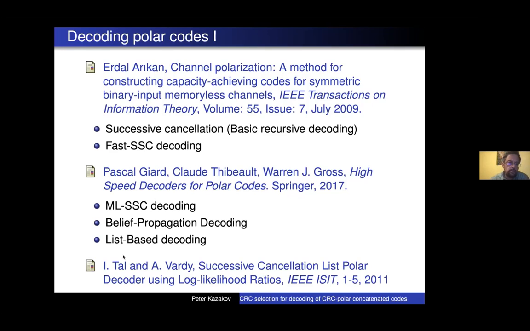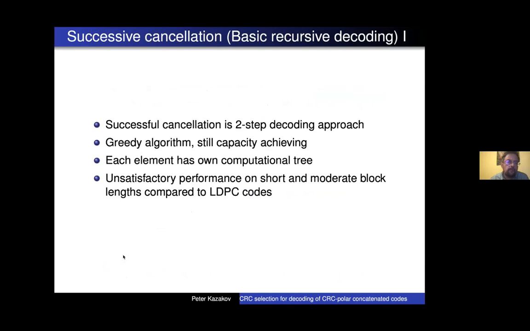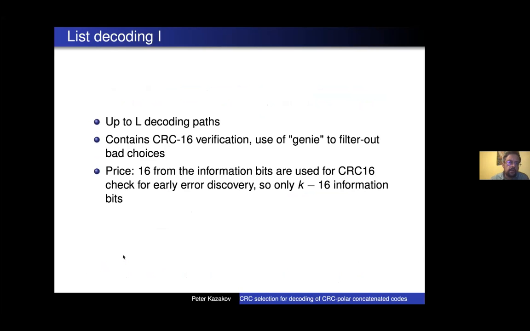It was introduced by Tal and Vardy in 2011, and then they have one other paper, 2013, I think. Successive cancellation, for instance, is a two-step decoding approach, a greedy algorithm. Each element has a computational tree, but it still has satisfactory performance for short and moderate block lengths. So for list decoding, the initial approach of Tal and Vardy was up to L decoding paths and contains a CRC-16 verification, used as a genie to filter out the bad choices.